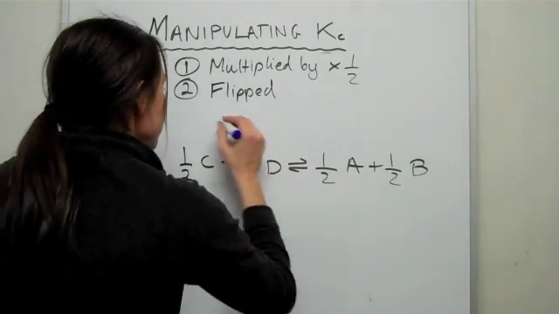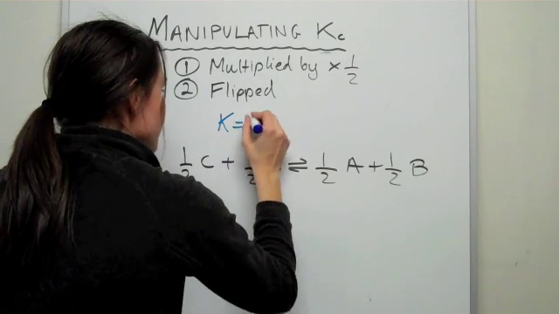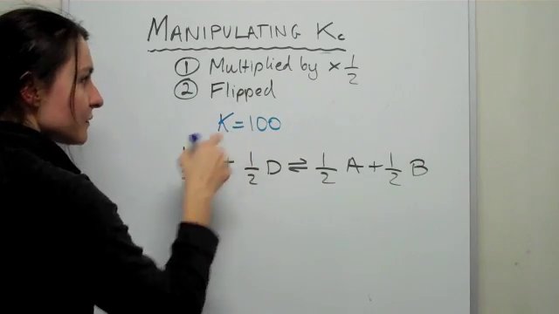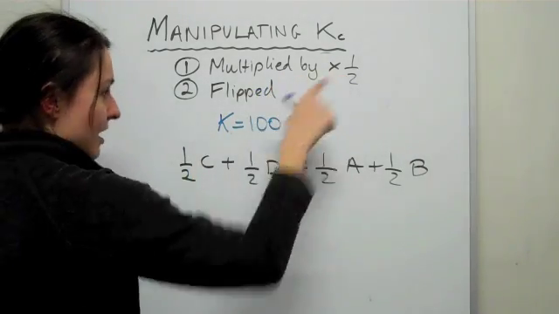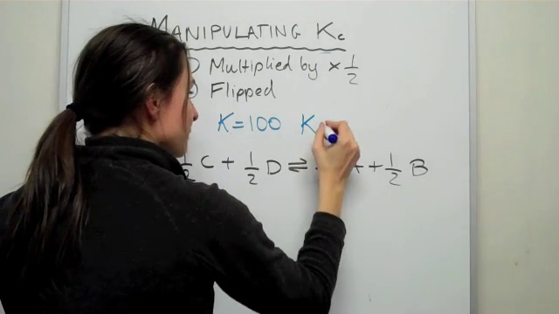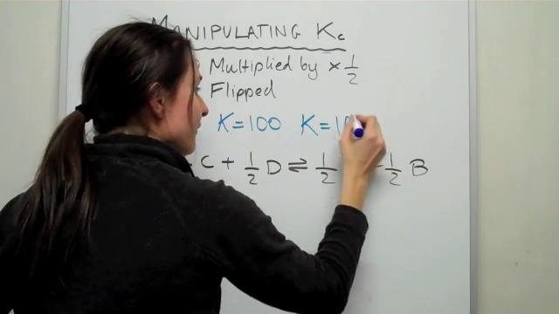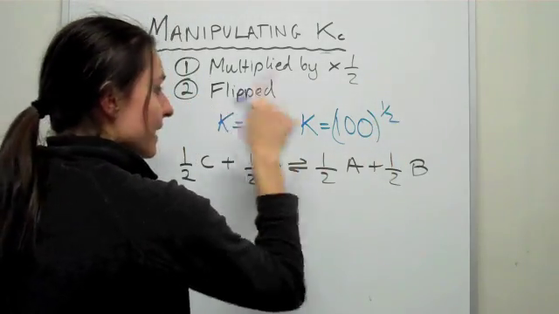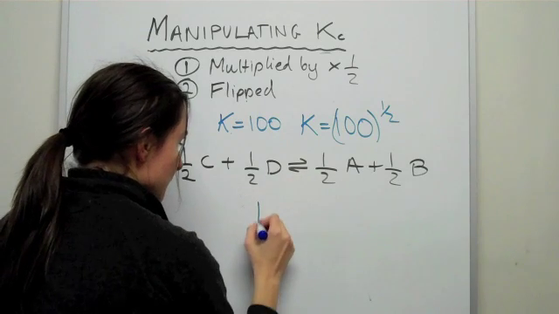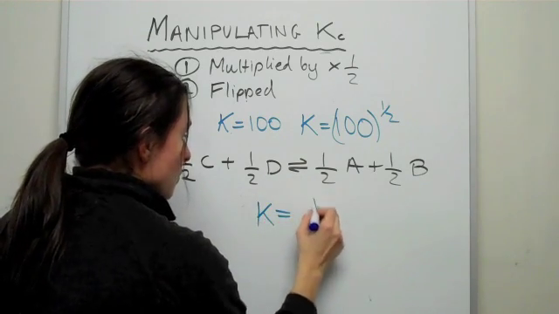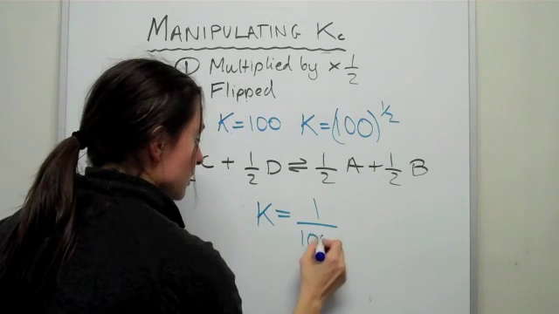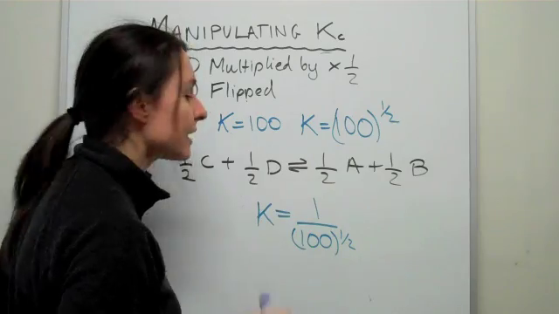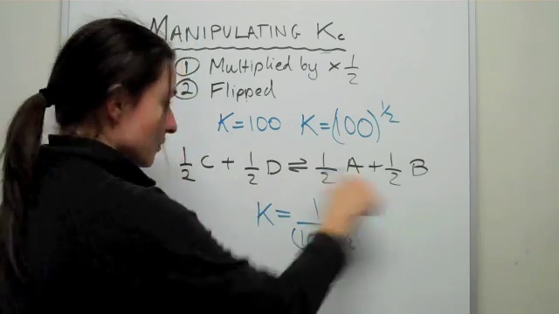You know that the Kc value is equal to 100. That was the previous one. Since it's been multiplied by a half, we put this to the power of a half: 100 to the power of a half. Then, since the equation has been flipped around, the K value becomes 1 over 100 to the power of a half. You plug that into your calculator and you can find the K value of this equation.